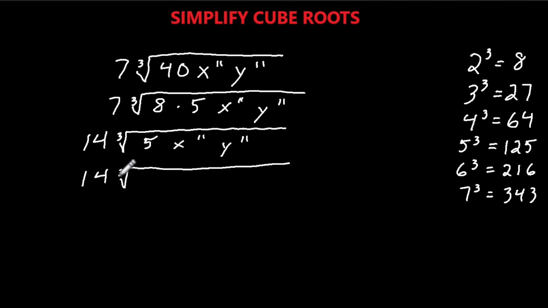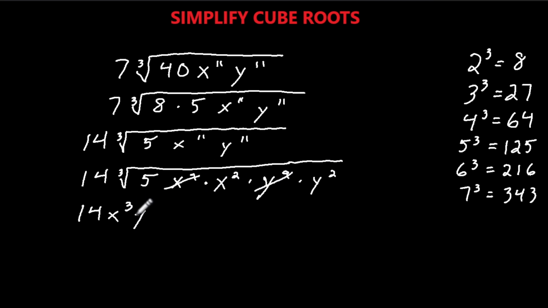I won't do that for every problem, but just for this one. So x to the 9th times x squared times y to the ninth times y squared. And then the perfect cubes are the 9. So I can take out, so I have 14. The cube root of x to the ninth is x to the third. And the cube root of y to the ninth is y to the third. And then what remains under is 5x squared y squared.